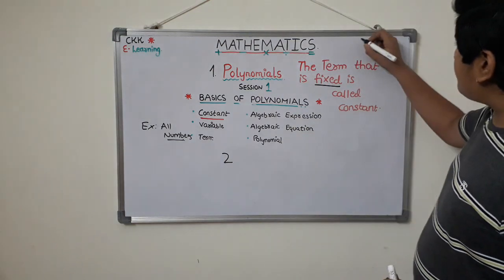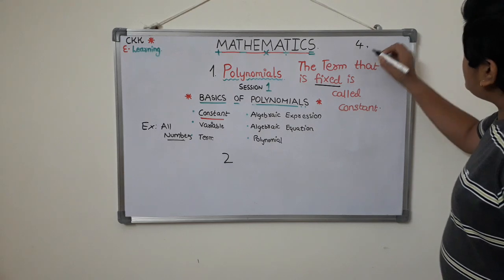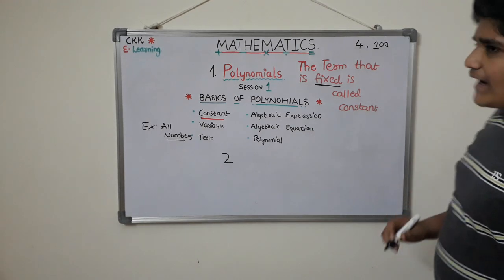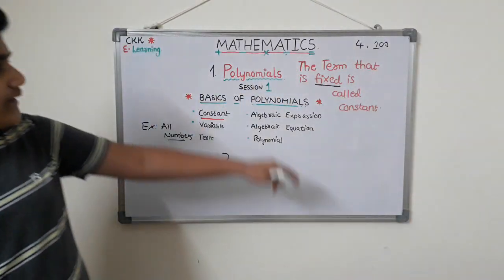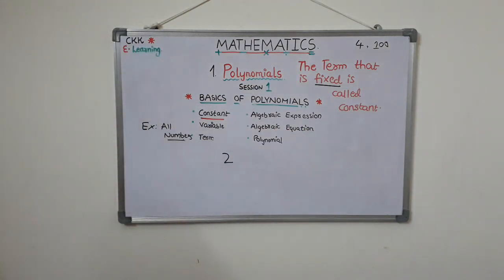Any number, see. Now you take the example 4. The value of 4 never changes. In the same way you take the number 100. The value of 100 never changes. So that's what I have told. The values of the numbers here are fixed. Did you observe very carefully? That's why I told these numbers are constants.